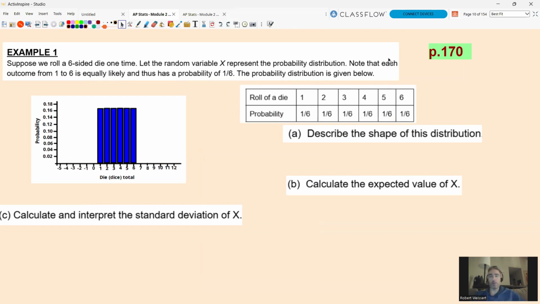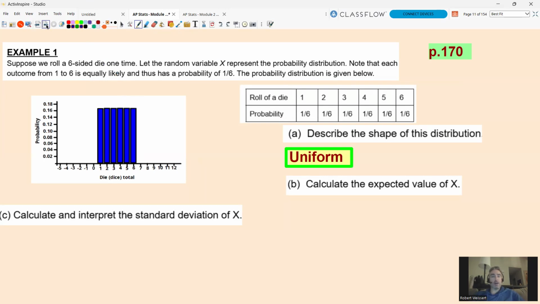Of course, we're all familiar with die, hopefully, and with each die, you have a 1/6 shot of getting any sort of number. What kind of shape would this distribution be? Well, it looks like they're all flat on the top, so we call that a uniform distribution. It's symmetric, but this is specifically a uniform distribution.